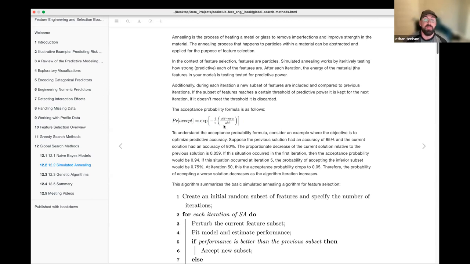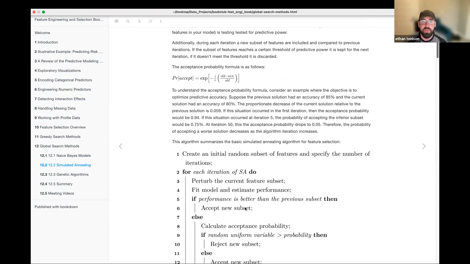annealing, and you compare it to the new configuration. And then you have some sort of threshold where you accept the new configuration of predictors as good or not. And based off of that, you repeat the process. And there's this really long step-by-step that I'll go through. This was certainly the more difficult one to understand. And there's probably more that goes into simulated annealing than genetic algorithms.